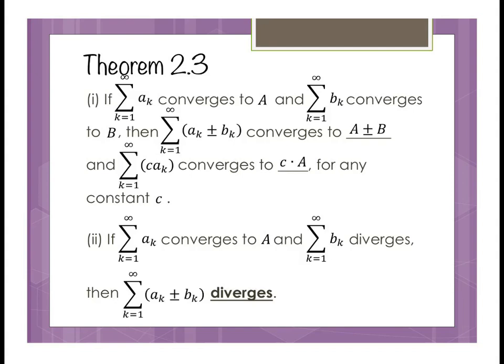And then likewise, if we had a series that converges and one that diverges, so one's converging, the other's diverging, and we try to add them together or subtract them, then the whole thing is going to diverge. It's like adding something that goes to 3 together with something that goes to infinity. Well, it's still going to infinity, right?